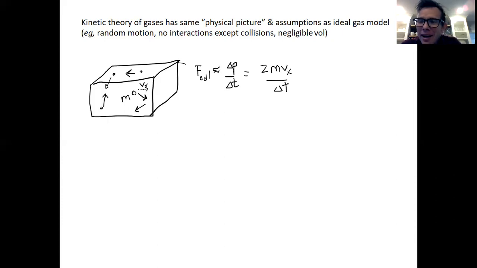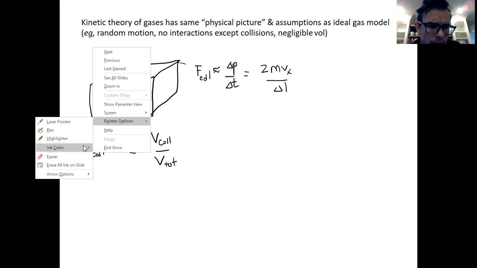Now what I need to do is think about how many molecules are actually going to hit the wall. And here's how you do that. The number of collisions is given by the total number of molecules times the percentage that are in something called the collision volume. So here's what the collision volume is.